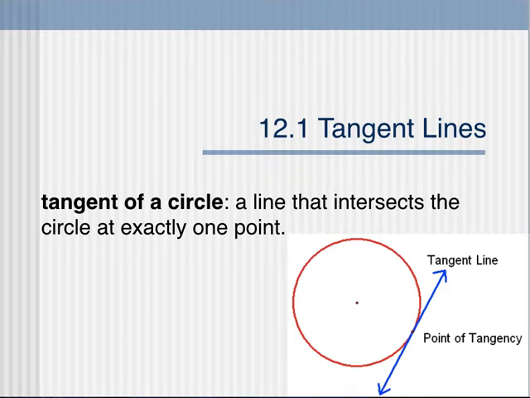When it comes to circles, a tangent refers to a line that intersects the circle at exactly one point. In this picture here, you can see how this tangent line just brushes by the edge of the circle. In fact, there's literally only a single point where the line is touching the circle. That single point where the line touches the circle is called the point of tangency.